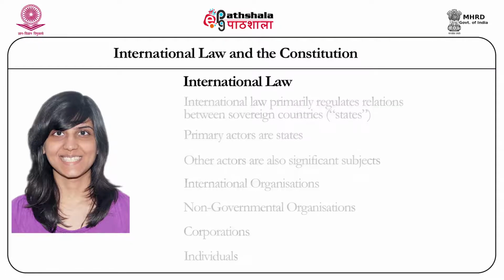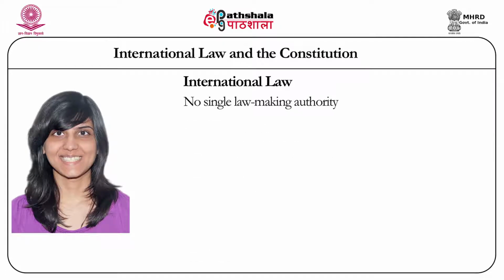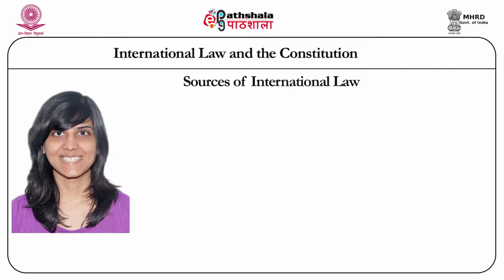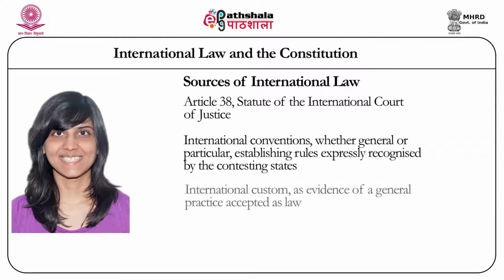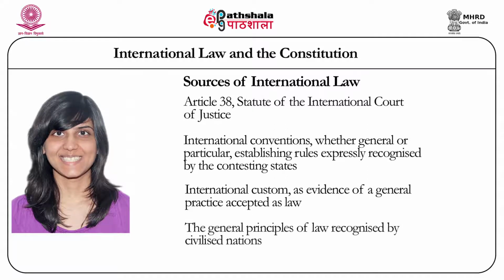Unlike for domestic law, there is no single law-making authority for international law. There are, in fact, a variety of sources of international law. Some of these sources are set out in Article 38 of the Statute of the International Court of Justice. Article 38 sets out the sources of law to be used by the International Court of Justice when it is deciding disputes submitted to it. These sources include international conventions, international custom, and general principles of law recognized by civilized nations.